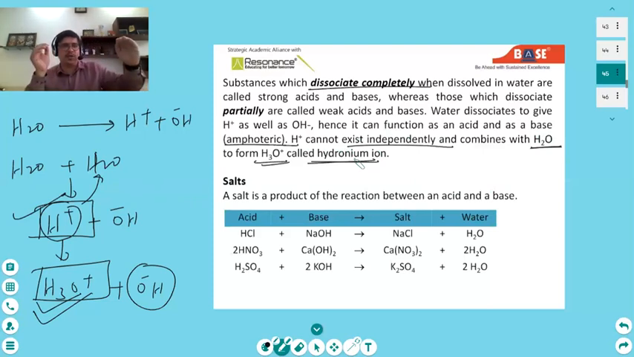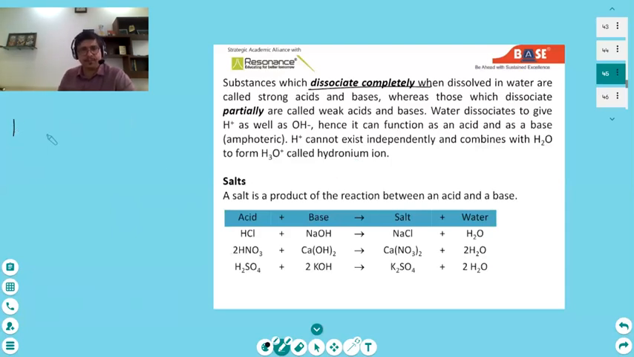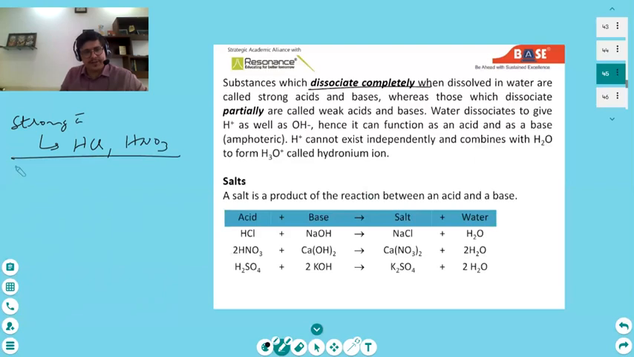So Arrhenius says there are acids and bases. Acid gives H plus and base gives OH minus. Acid is of two types, that is strong acid and weak acid. So let me give you some examples of strong acids. Examples are HCl, nitric acid, H2SO4 is a strong acid.